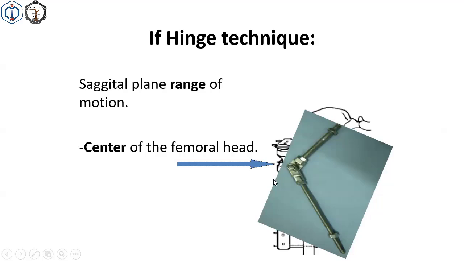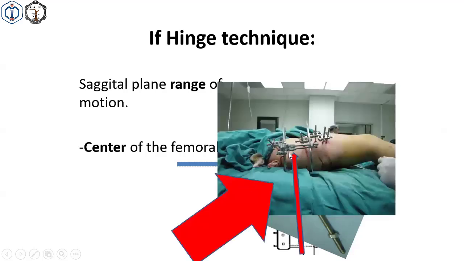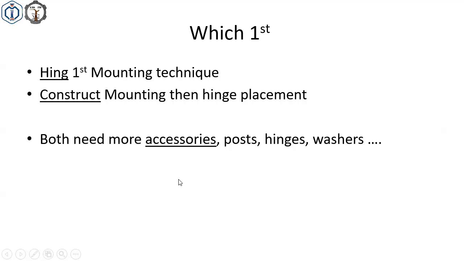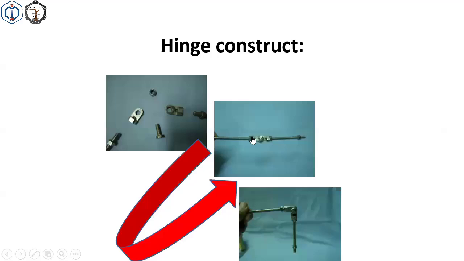Also, if using the Ilizarov, we should have the center of rotation or the hinge of the Ilizarov apparatus parallel or collinear with the center of rotation of the hip joint, and we should maintain the containment all over the process of the management. There are two techniques, either to pre-construct or to mount the construct on top of the hinge position. In all instances, we need the main accessories.